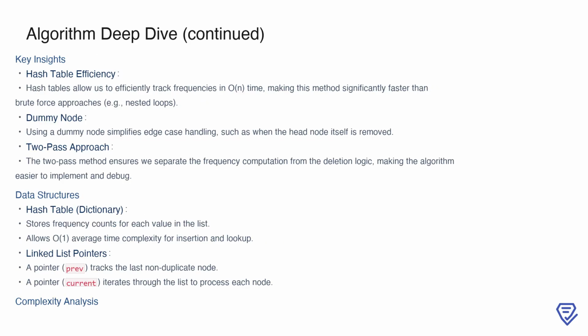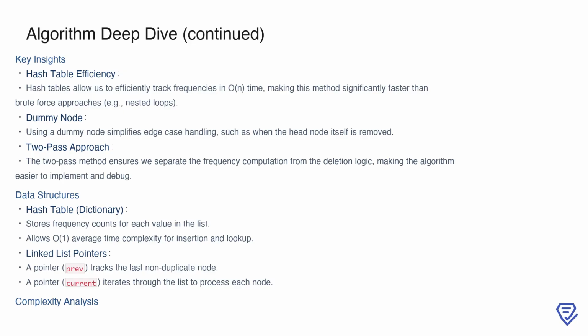This approach hinges on a few key insights. First, the efficiency of the hash table is crucial. It allows us to count frequencies in O(n) time, making this method far more efficient than a brute force approach using nested loops.